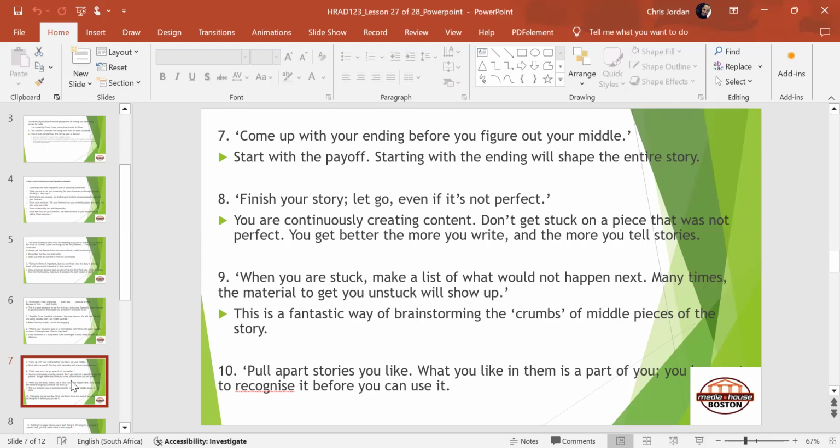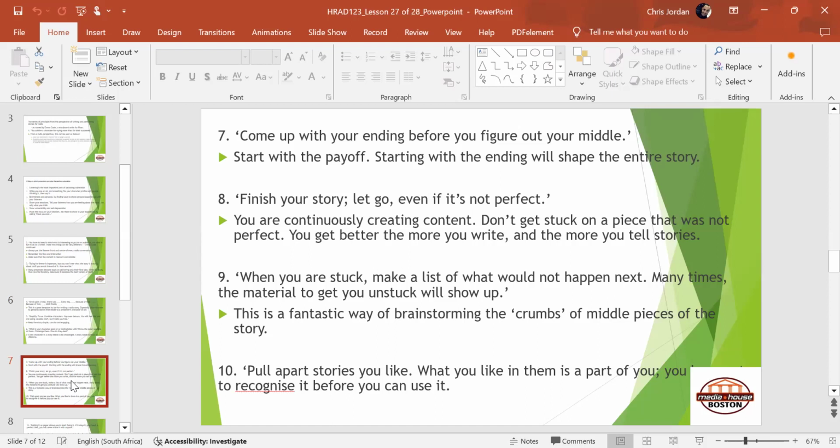Eight, finish a story, let go, even if it's not perfect. You are continuously creating content, so don't get stuck on a piece that was not perfect. You get better the more you write and the more you tell stories.